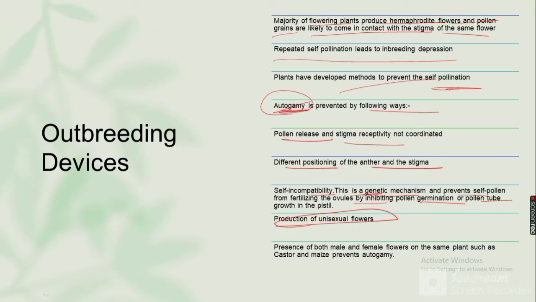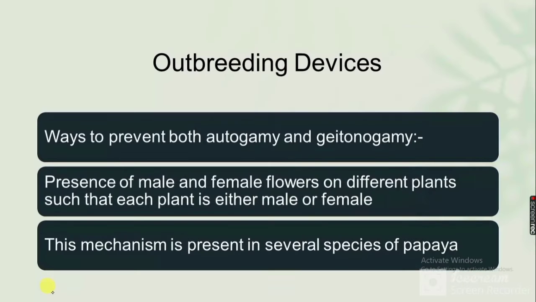Third, production of unisexual flowers. Production of either female or male flowers may also prevent self-pollination. Presence of both male and female flowers on the same plant, such as castor and maize, prevents autogamy. Outbreeding devices are ways to prevent both autogamy and geitonogamy. Presence of male and female flowers on different plants, such that each plant is either male or female, will prevent autogamy and geitonogamy. This mechanism is present in the case of papaya.